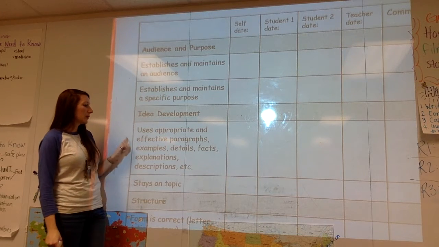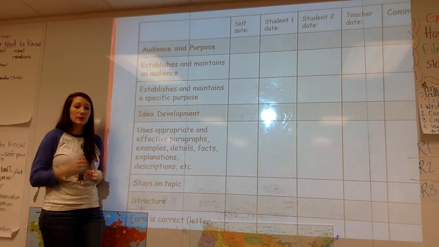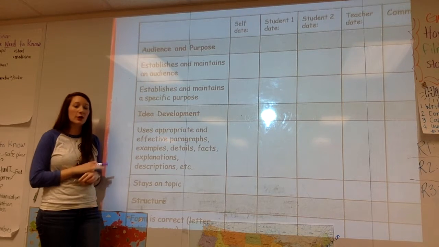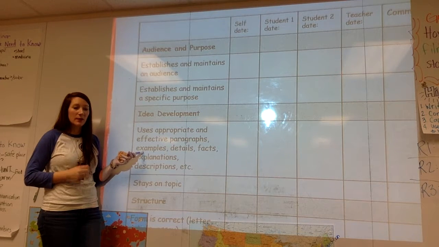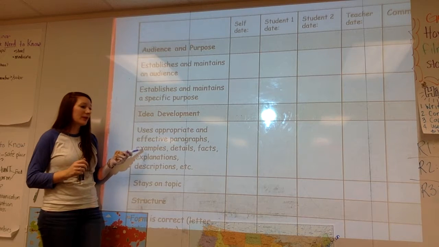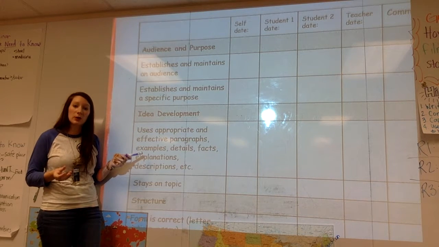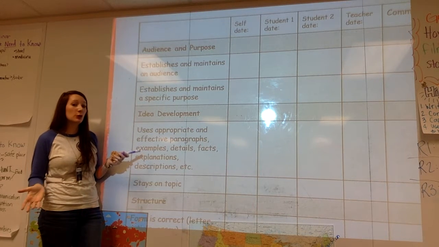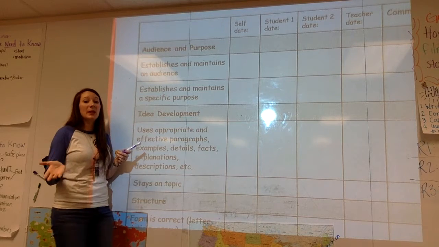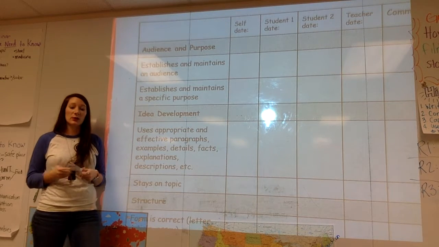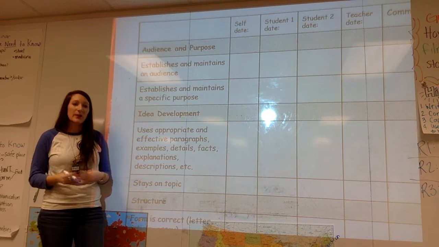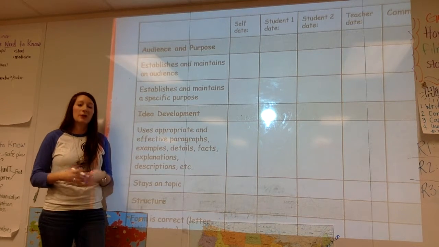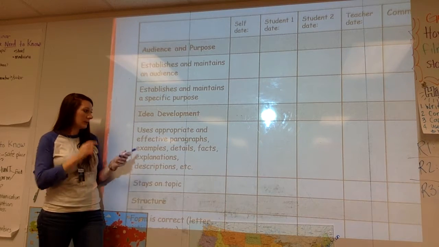So using appropriate and effective paragraphs. Do they have paragraphs? If there are no paragraphs present, this person is beginning mastery. They are far from the target if they have no paragraphs yet. If they have some paragraphs, but they're too short, less than 3 sentences, or they're too long, maybe it's one big paragraph, then that would be someone who is developing mastery. There are paragraphs present, but they're too long or they're too short, there's not enough information there.